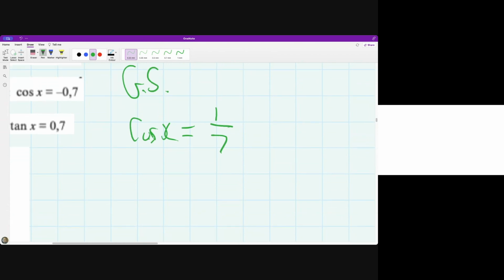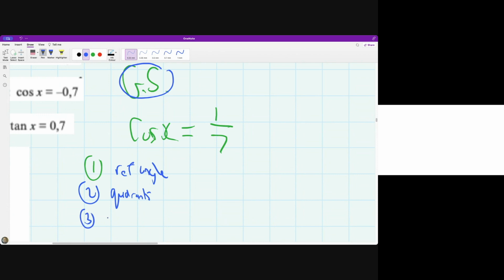Now, there's a 3-step process. I would like to know what I start with in my 3-step process. What do I have to do first? So we're going to solve for the general solution of this trig equation. What should I do first? I need to find my reference angle. Yep. Step 2, I have to find the correct quadrants. And step 3 is find the solution. So what is my reference angle for cos x equals 1 over 7?